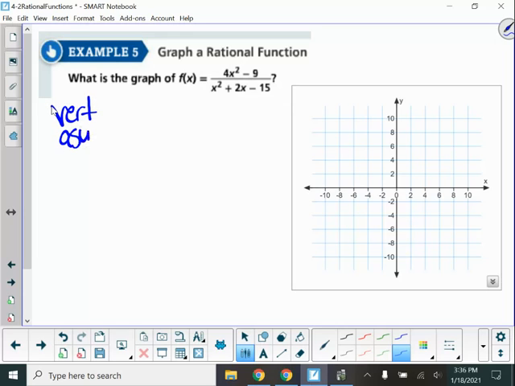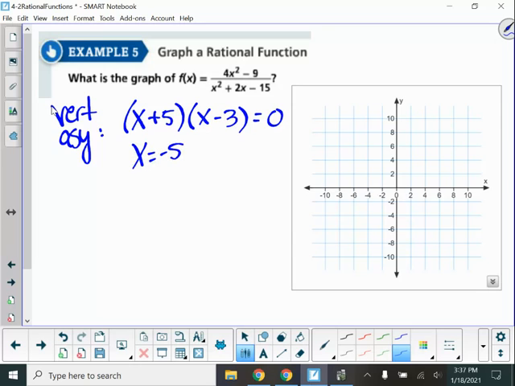So for the vertical ones, I need to take my denominator and factor it and set it equal to 0. So I have an x and an x. Factors of negative 15 that add to make 2 are 5 and negative 3. So I get negative 5 and positive 3 as my two vertical asymptotes. So there's negative 5, and there's positive 3.